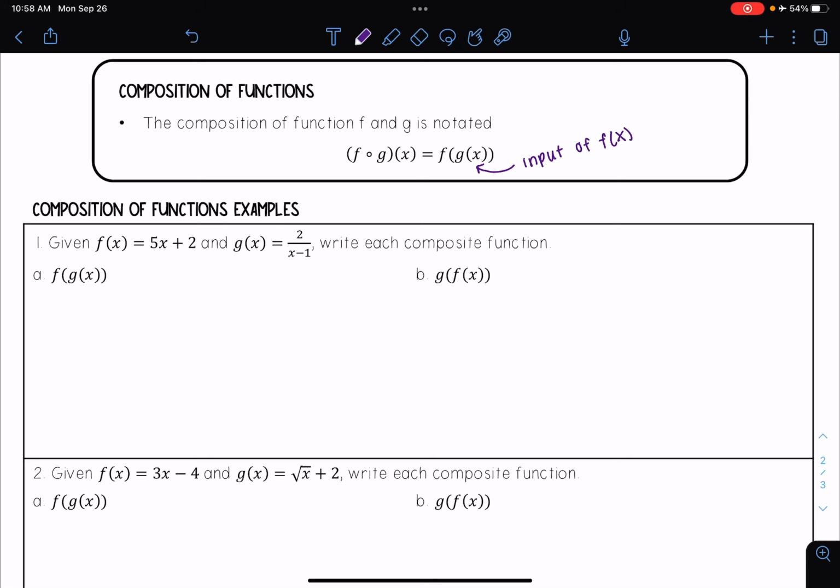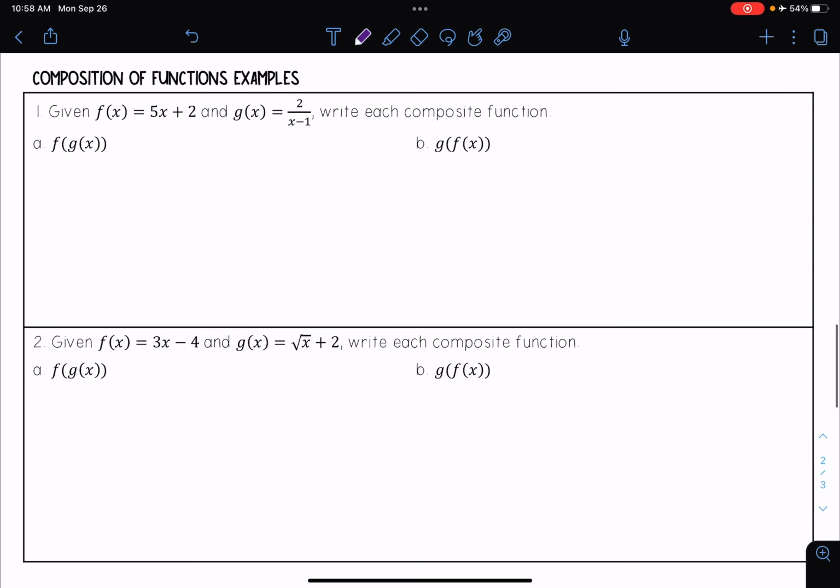So let's look at some examples. So I want to find the composition of f and g. So I'm going to first find f of g of x, and then I'm going to find g of f of x. So f of g of x means that I am starting with my function f here, but I am replacing x with what g of x is equal to. So let's see what that looks like.